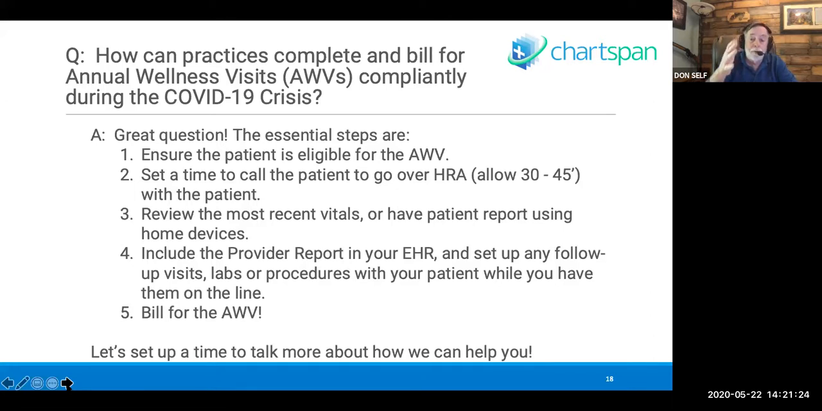So by doing this, you can find that not only can you do the annual wellness visit via telehealth now using ChartSpan's technology, but you're now going to be able to get the additional MIPS scores from doing the annual wellness visits and doing the chronic care management. And that's another benefit that we didn't even talk about.